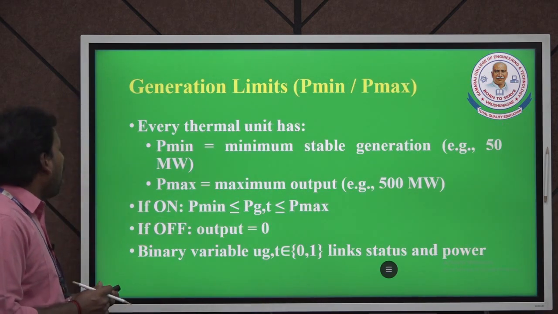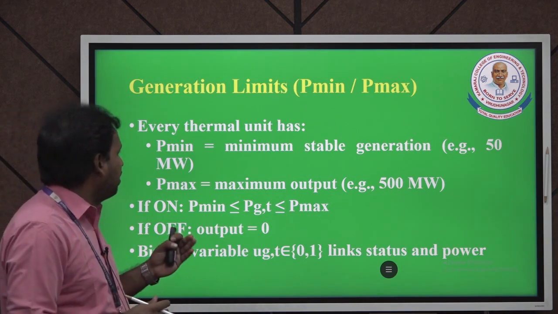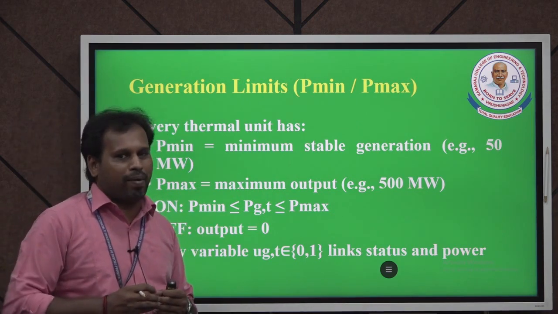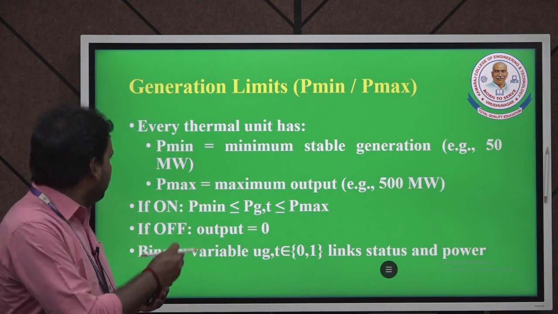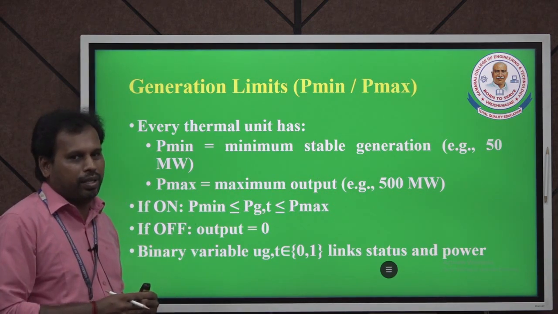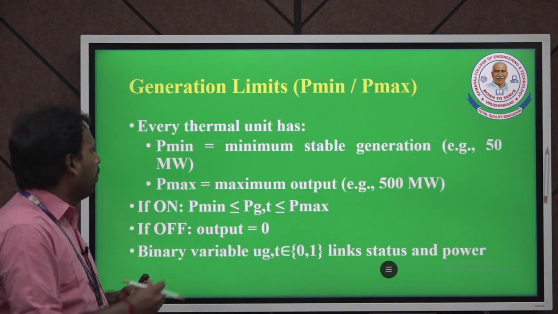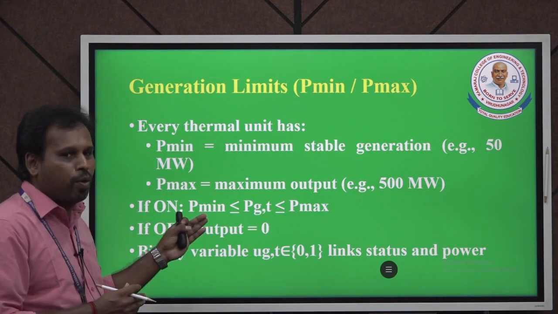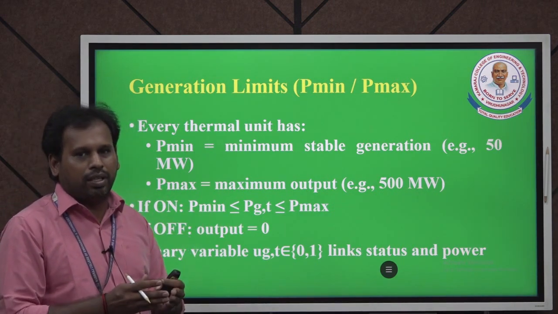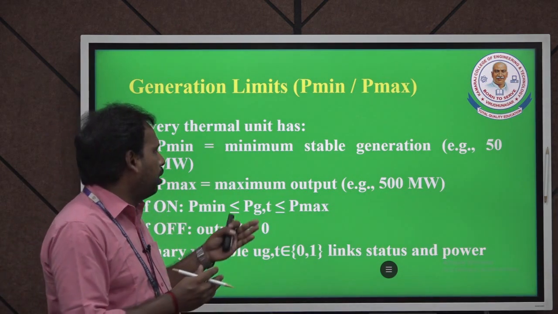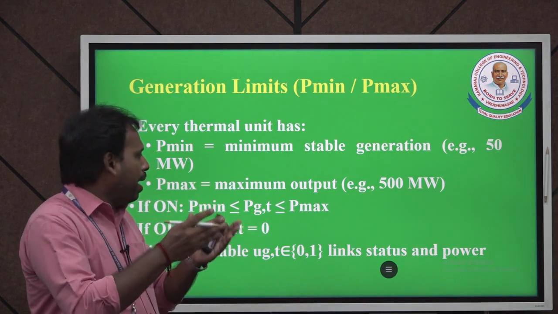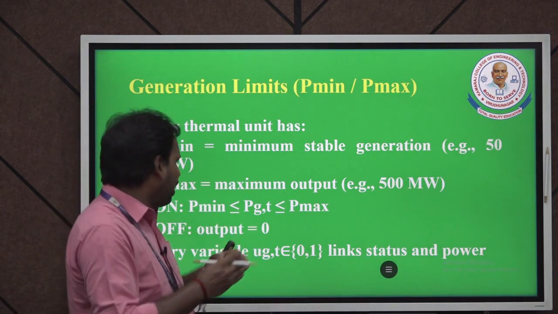The first unit commitment constraint is the generation limit. That means every generator has a limit from minimum to maximum power generation. For example, a power generator having a stable generation of 50 megawatt, that is the minimum power generation, and it can generate up to 500 megawatt, that is the maximum output. In between this the generator will operate, maybe 100, 200 or 250 megawatt. So minimum 50 and maximum 500 megawatt, that is the minimum to maximum constraint.